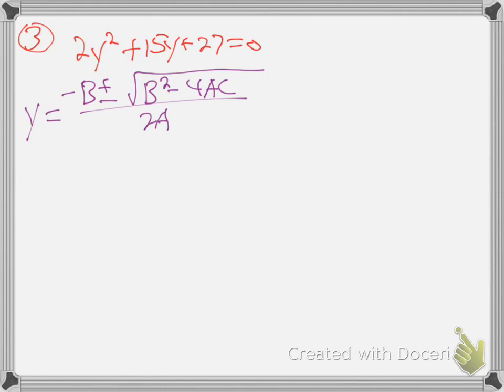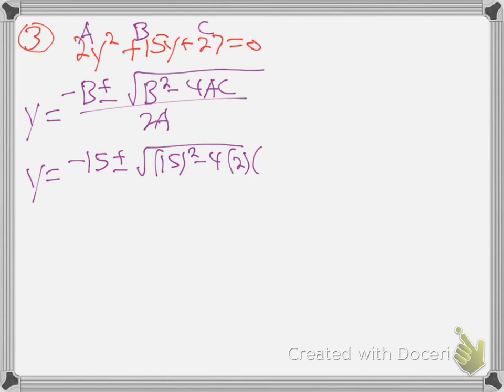We're trying to solve for y right now. Right? That's for solving any second degree equation. Any x squared or y squared equation is the quad. So remember that. So a, b, c. So negative b, negative 15 plus or minus the square root of b squared, 15 squared minus 4 times a times c all over 2a.